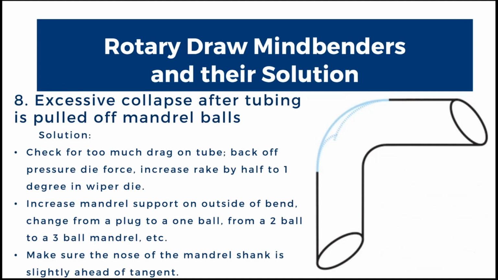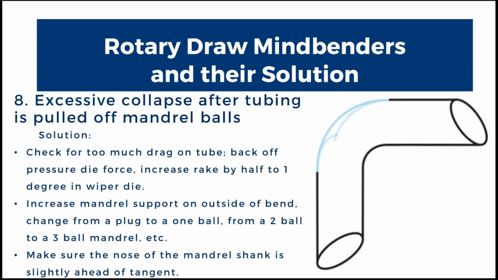Issue number 8, excessive collapse after tubing is pulled off the mandrel balls. First, check for too much drag on the tube. As shared on the previous slide, you want to reduce the drag by backing off the pressure die force and increase the rake on the wiper die by 1/2 to 1 degree.